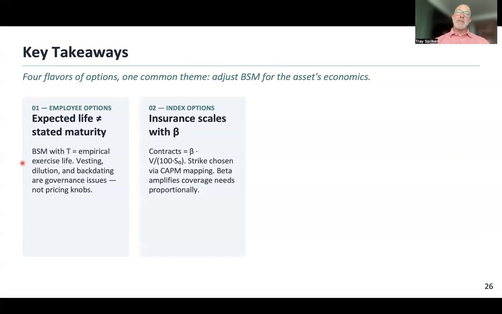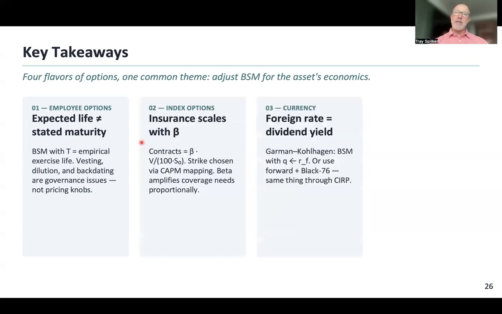In terms of index options, in terms of protecting a portfolio, right? A long portfolio of equities with index options, it's going to scale with how much systematic variability we have with the index that we're choosing to hedge our portfolio with. In terms of currency, we're just going to augment the model to substitute Q, right? We're going to use RF instead of Q, but it's the same thing here. That is, the foreign rate of interest is a dividend yield, if you will, on that foreign currency.